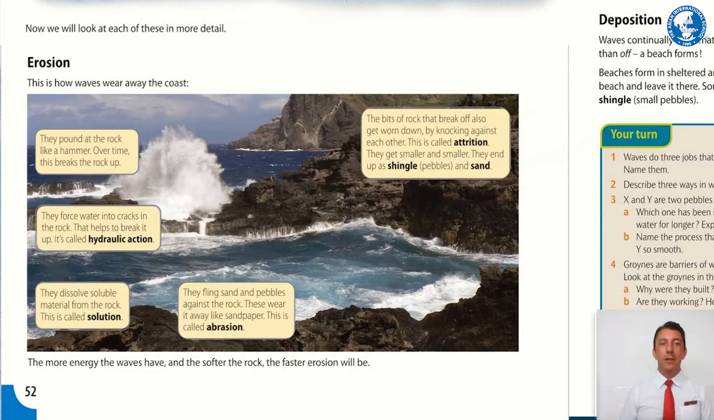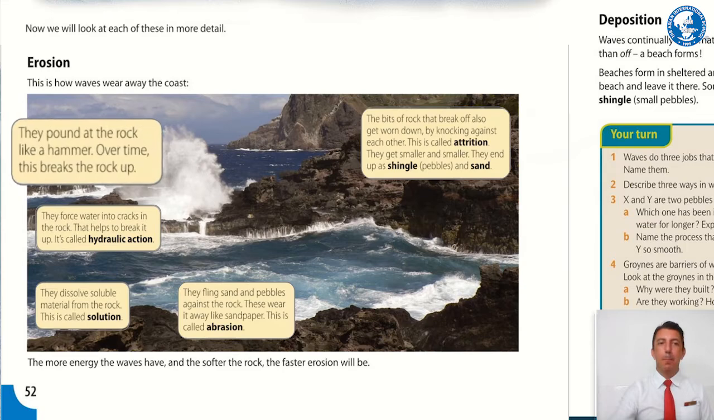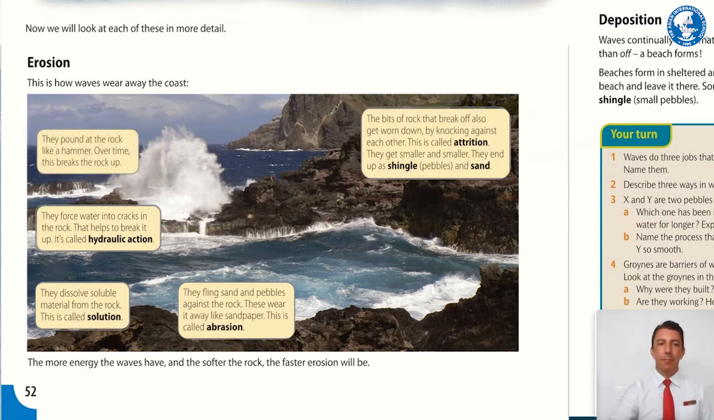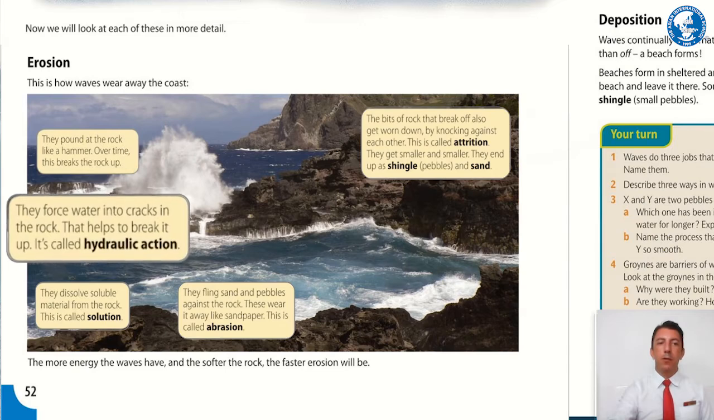So now we'll look at each of these processes in more detail, starting with erosion. This is how waves wear away the coast. First, they pound at the rock like a hammer. Over time, the force of the waves breaks up the rock. They force water into cracks in the rock. That helps to break it up. This is called hydraulic action.